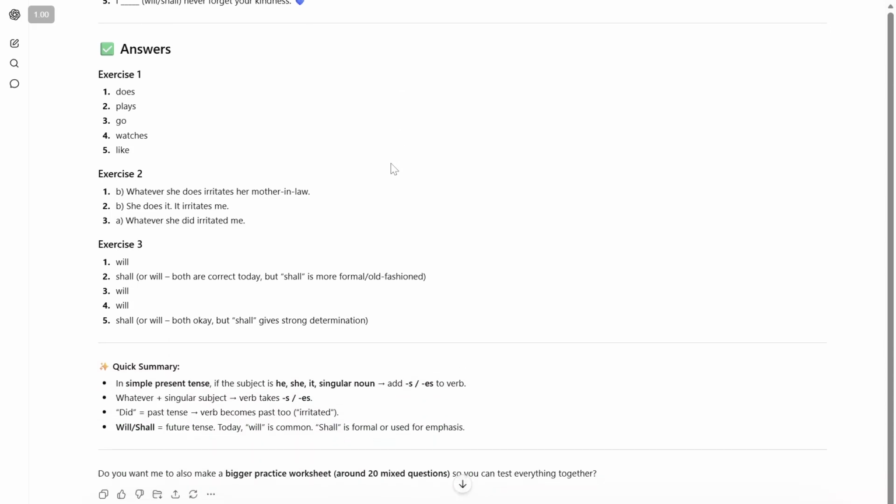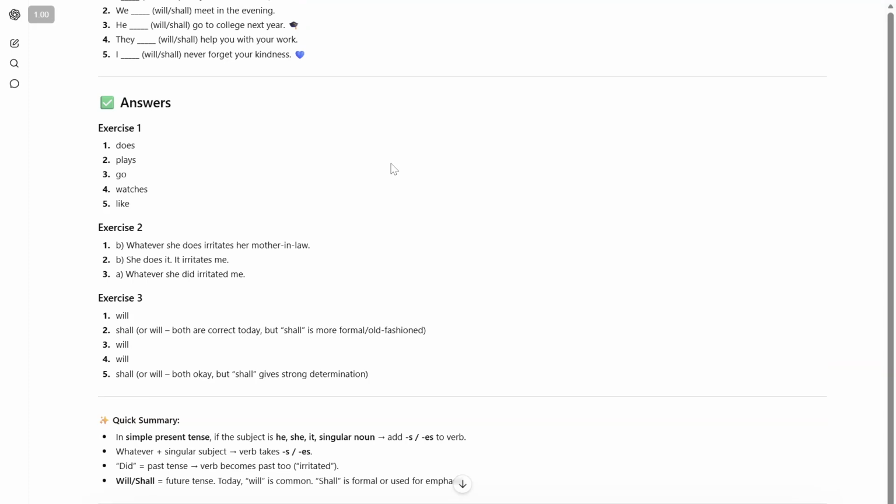Quick summary. In simple present tense, if the subject is he, she, it, or a singular noun, add -s or -es to the verb. Whatever the singular subject, the verb takes -s or -es. Did is past tense; the verb becomes past form, irritated. Will and shall show future tense. Today, will is common. Shall is formal or used for emphasis. Do you want me to also make a bigger practice worksheet with around 20 mixed questions so you can test everything together?